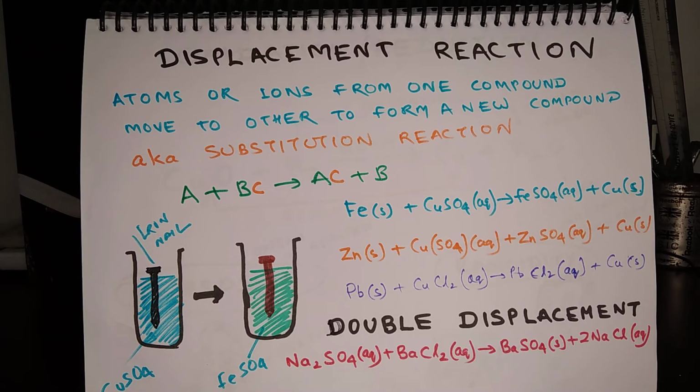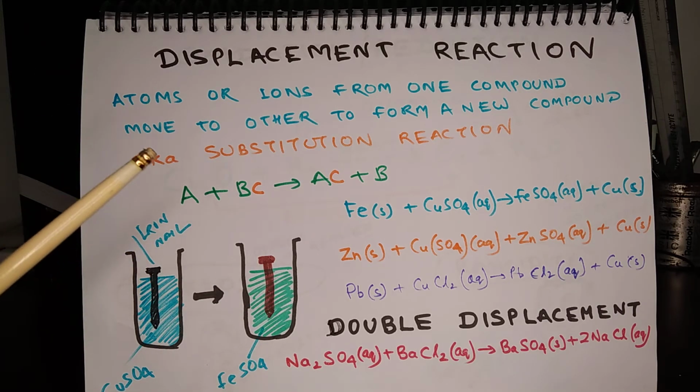A very good example, and this is the most common example being taught in textbooks and classes, is that when you take copper sulfate solution in a test tube and put an iron nail in the solution, what happens after some time? The blue color of copper sulfate solution disappears and this liquid turns into green, light green, and a brown deposit can be seen over the iron nail.